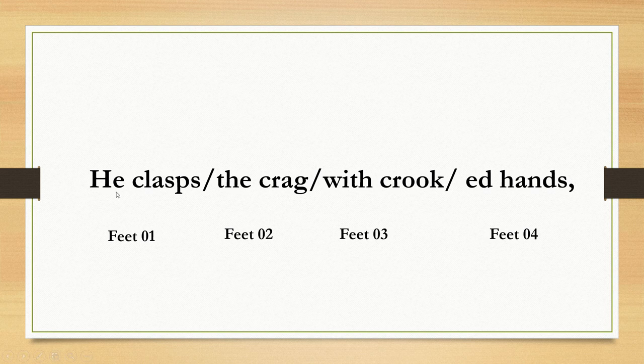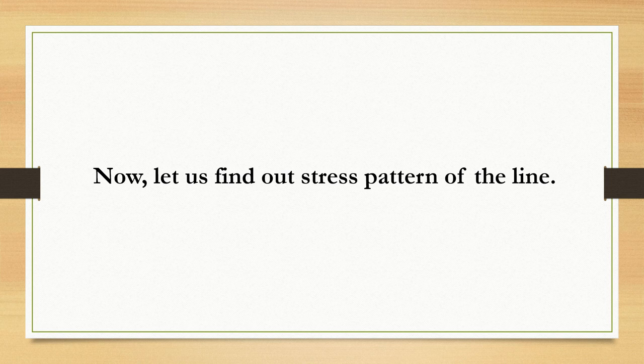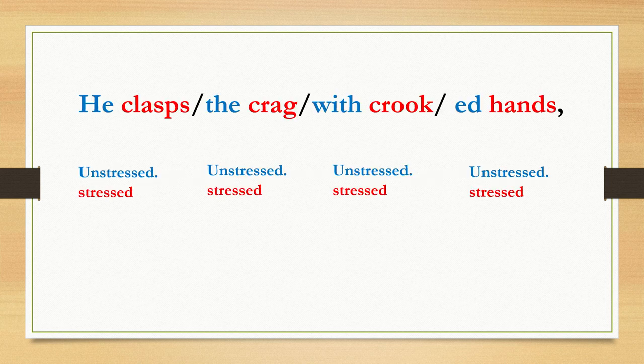Okay, now let's count the feet. How many syllables are there? 1, 2, 3, 4, 5, 6, 7, 8. So in 1 feet there is only 2 syllables. So there are 4 feet in this line. Now we have to find out stress pattern. He clasps the crack with crooked hands. Stress pattern is unstressed stress.